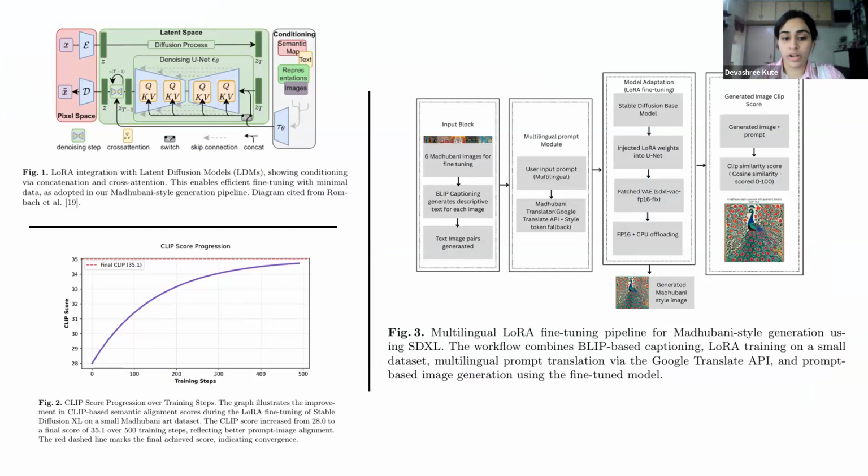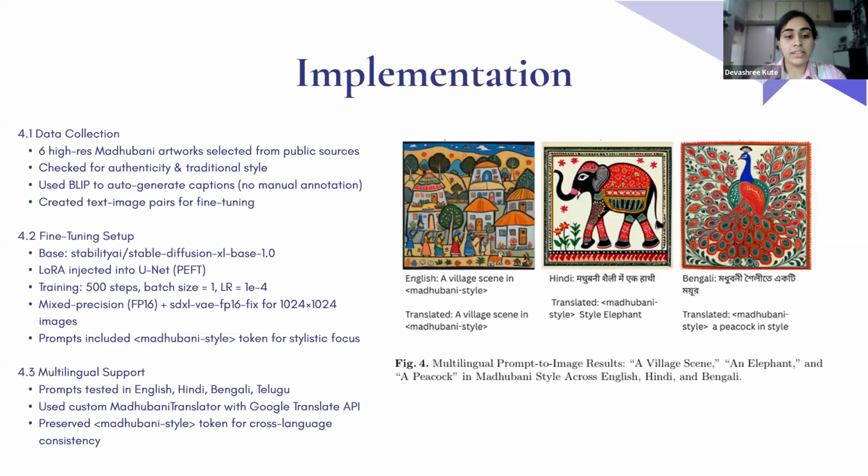Also, we have the LoRA fine-tuning module, which has Stable Diffusion as the base model, and the LoRA weights were injected into the UNet. And then a patched VAE, FP16 SDXL, FP16 offloading was used. And at last, the CLIP score was calculated for the generated images using the CLIP similarity score. You can see the graph here, which illustrates how the training moved from 28 to a 35.1 final score over 500 training steps. Let's have a look at the implementation.